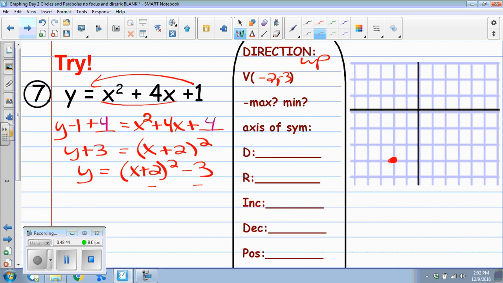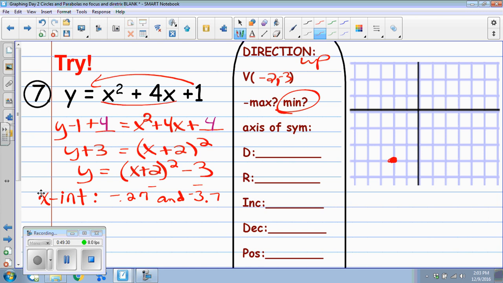Now, I need to know where it crosses the x-axis. But we do know it opens up, so I do know that this is going to be a minimum point. So I need to know where it crosses the x-axis because that is when it's going to change over from positive to negative. Now, you can use your calculator to figure out where the x-intercepts are, or you can do it algebraically. When we use our calculator, we see that our x-intercepts, where it crosses the x-axis, are at -0.27 and -3.7.